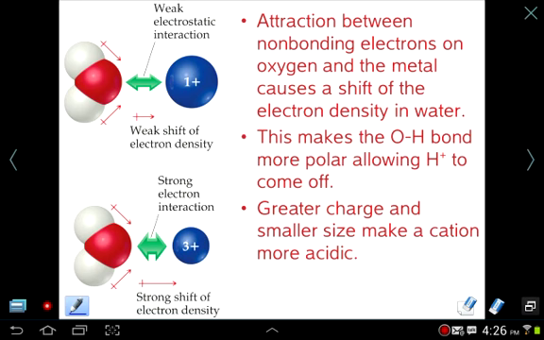So go ahead and fill some stuff in here. So again, the greater the charge, +3 in this case, and the smaller the size, the more acidic a cation becomes. And this is kind of back to our idea of lattice energy. Remember, we said if you want a strong attraction between charges, you want a great charge and a small size. That way those charges can fit together more closely. And so this is kind of an explanation of the idea.